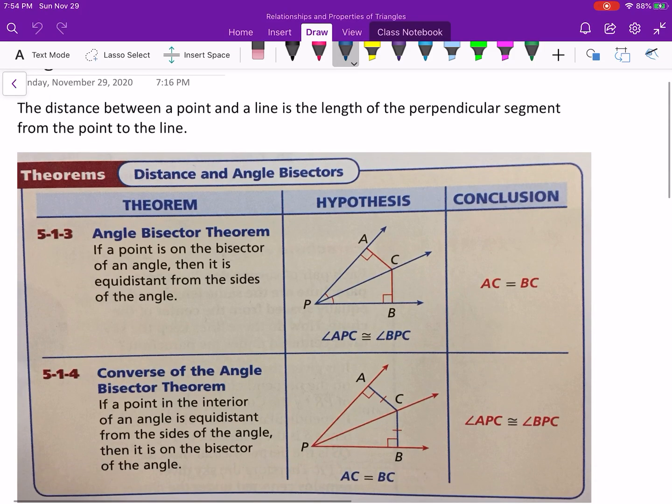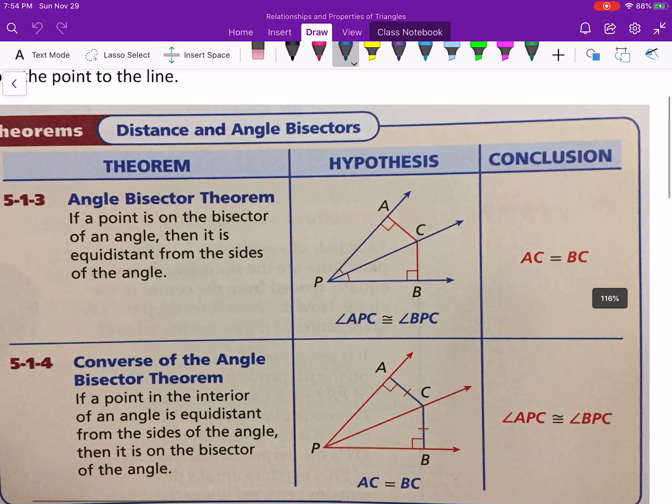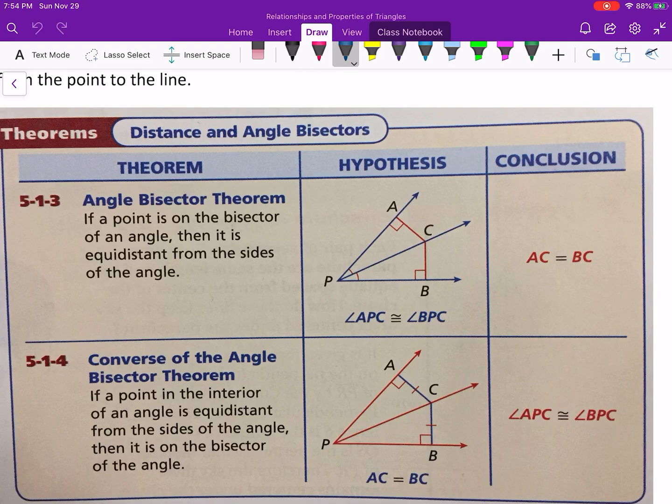Okay, so the theorem for the angle bisector, or the angle bisector theorem. It says if a point is on the bisector of an angle. Now, the point that we're talking about in this theorem is point C. The angle we're looking at is angle APB. And so C is somewhere in the middle of that angle, on the interior. Let's use that word. It's on the interior of the angle, and it is actually on the bisector of the angle.